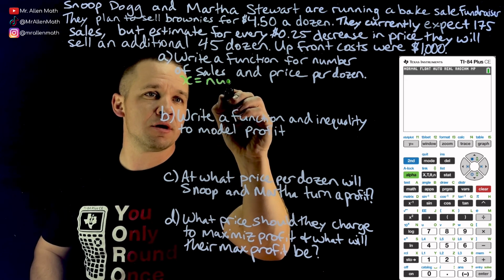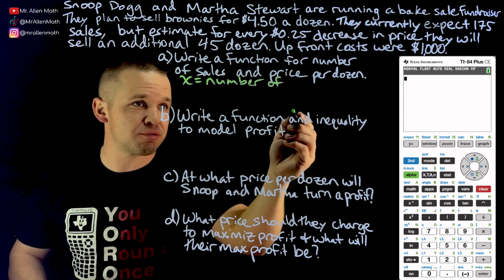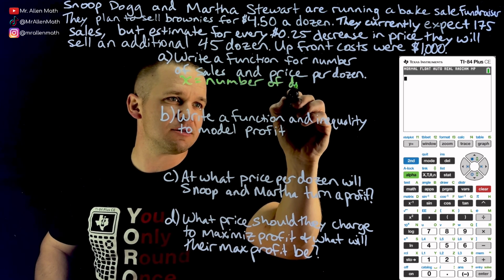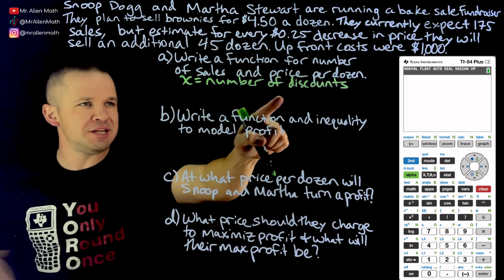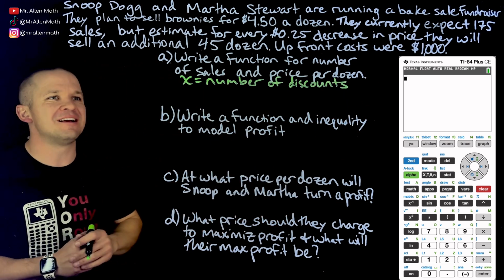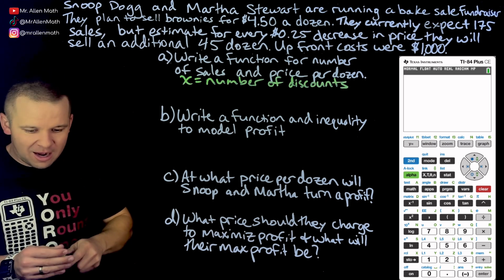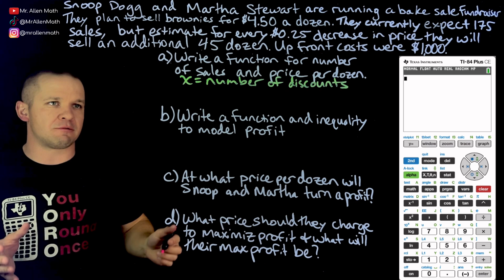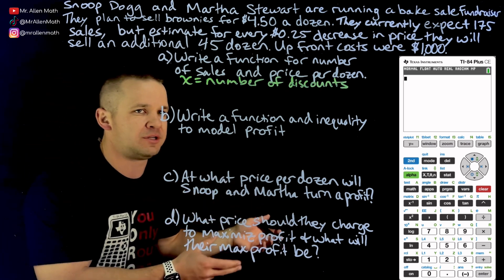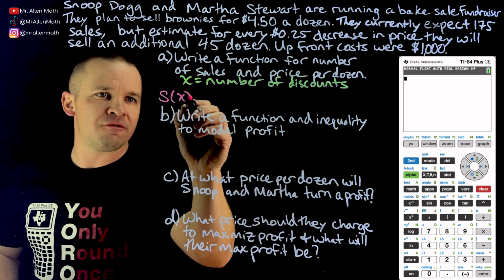So number of discounts or decrease in price, let's say discounts, because I can't fit decrease in price here with the calculator. Okay, so number of discounts, number of price decreases, whatever you want to call it. Now, let's write a couple functions, okay? So sales here, sales in terms of my number of discounts. I will call that S of x, even though it sometimes looks like a 5.